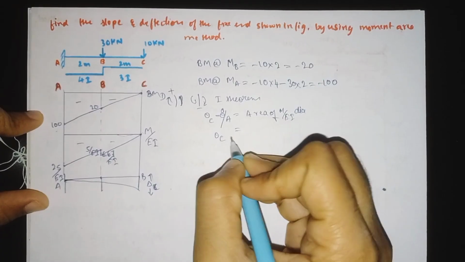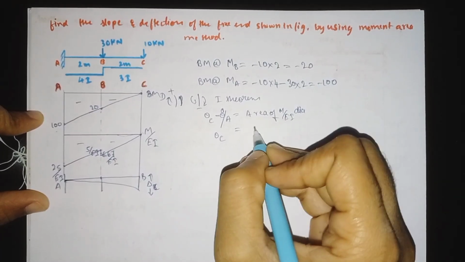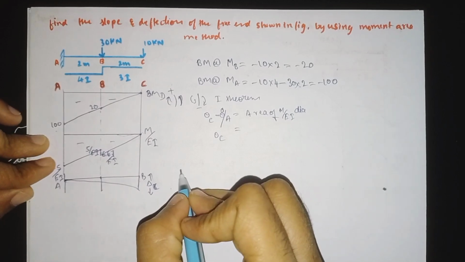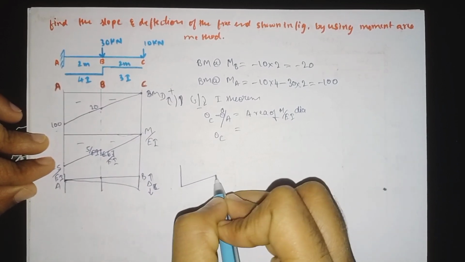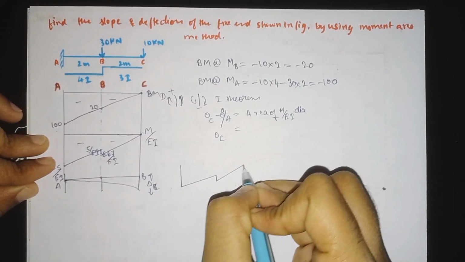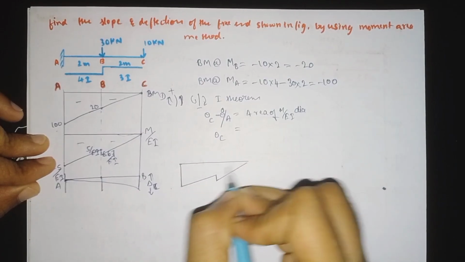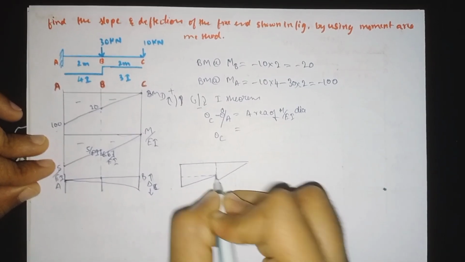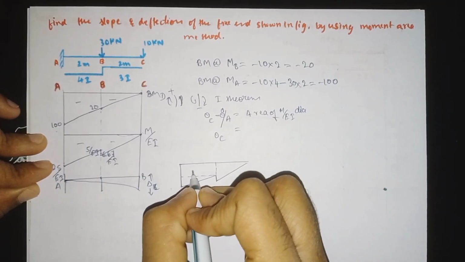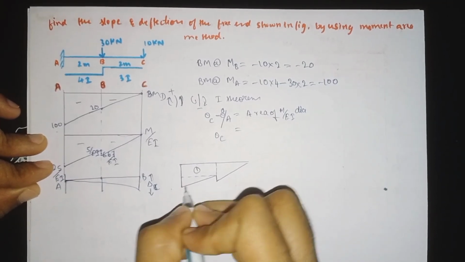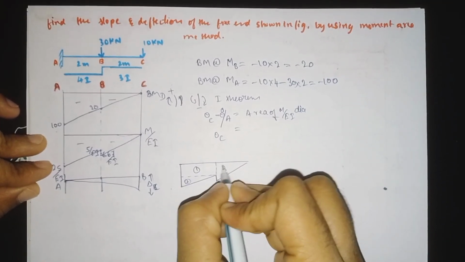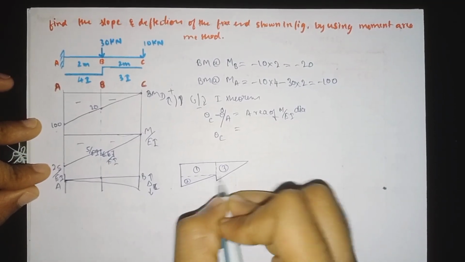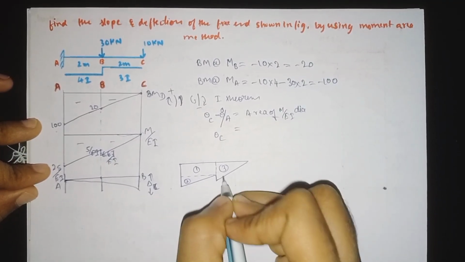So now we need to find the area of the M divided by EI diagram. I will draw it separately here to find the area. So our diagram will be like this. If I divide this section into rectangles, I will call this 1, this is section 2, this is 3. So now we need to find the area of this rectangle and this one.